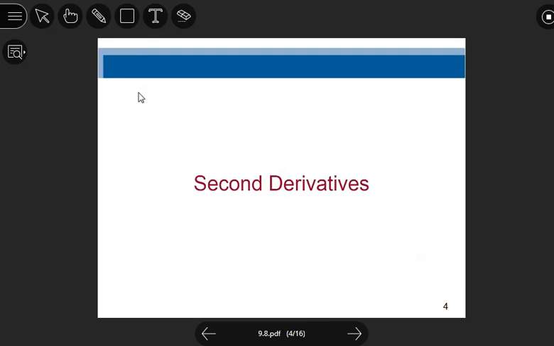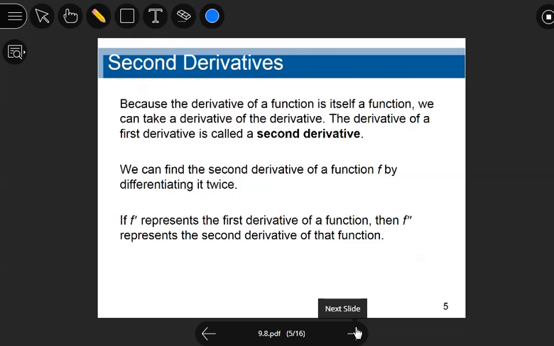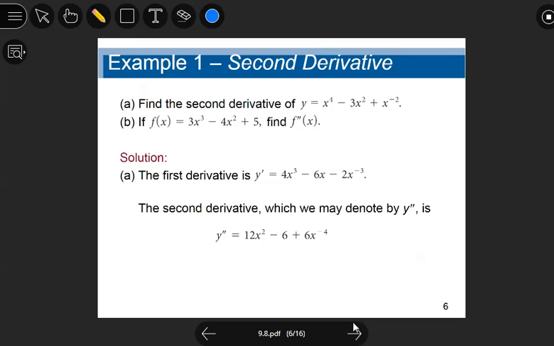First I am going to discuss the second derivative. So this is the problem. Let's start with it. It is given that we need to find the second derivative of this given function. We have to go step by step. First we have to find the first derivative. So the first derivative is this one.